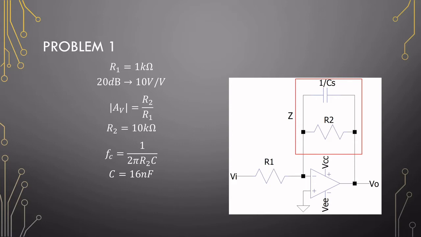So the solution, we need R1 to be 1 kilo ohm because the input impedance of the amplifier should be 1K and R1 is the input impedance. Knowing that 20 decibels is 10 volts per volt, we can find R2's value. And we just plug in our R2 value and our cutoff frequency into this equation, and we can find our capacitor is roughly 16 nanofarads. So that is the design, and we will test that in the simulation a bit later.